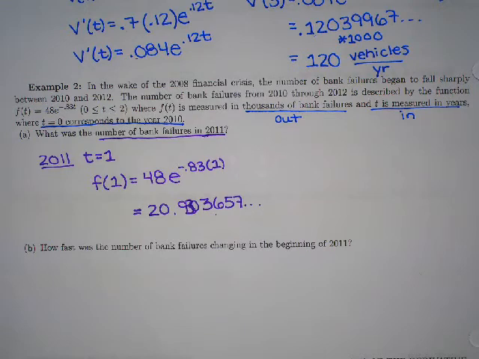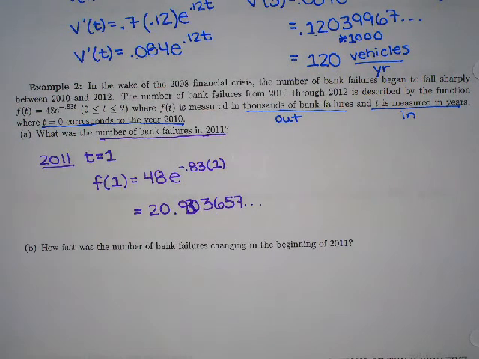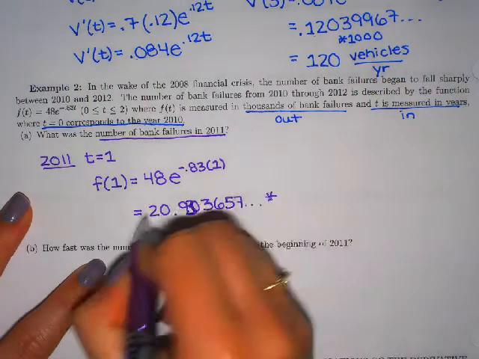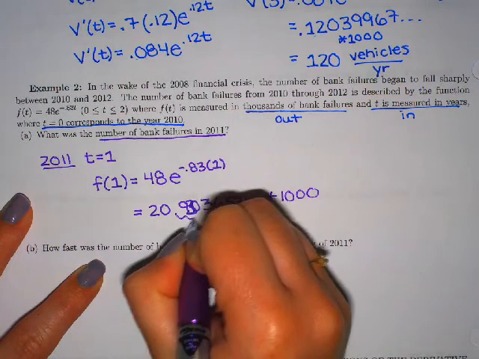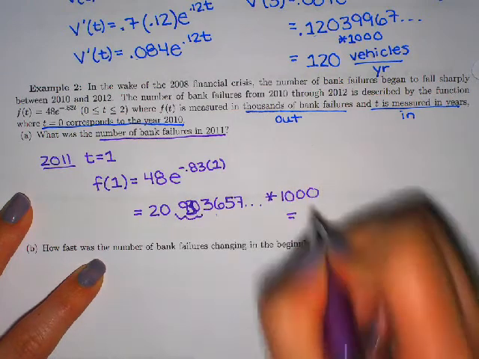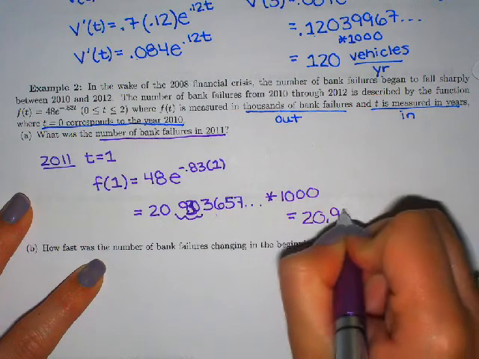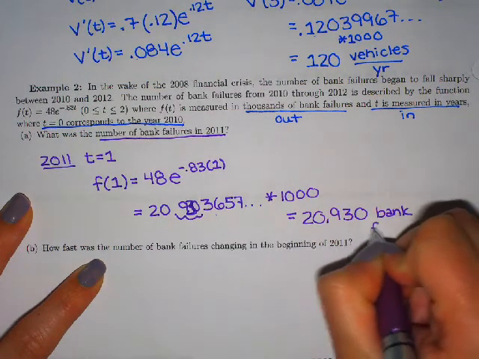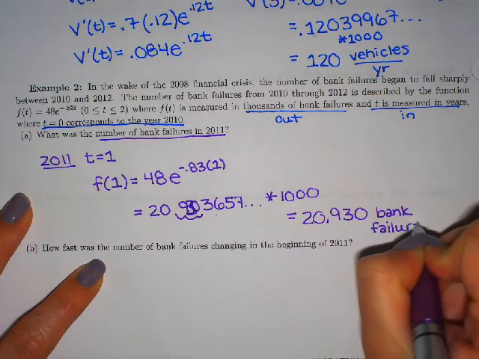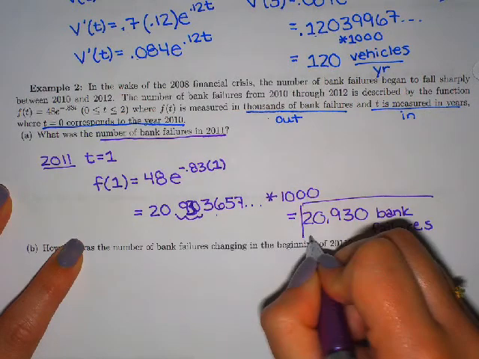So there's only 20 banks failing. That's pretty good 2 years after a recession, or 1 year after a recession for this one. 2011, 1 year later? No, that doesn't sound right. Our units for the output are in thousands. So I'm going to move this over, and how many bank failures were there really in 2011? There were still 20,930 bank failures after the recession in 2008. Still a lot of banks failing.